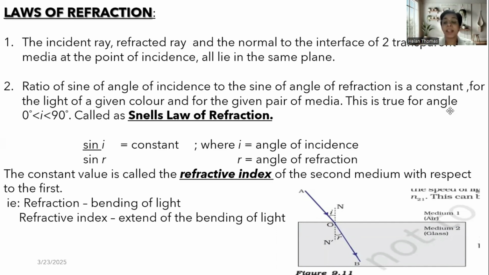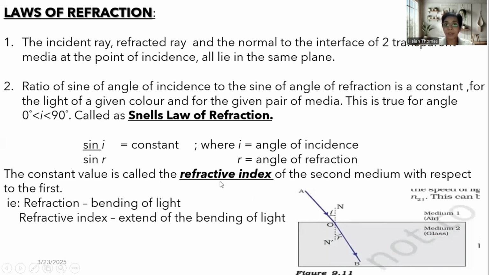of refraction. Earlier, we learned about the laws of reflection. The first law is quite similar to the laws of reflection. The law of refraction says the incident ray, the refracted ray, and the normal to the interface of the two transparent media all lie in the same plane. See here, this is the incident ray and this is the refracted ray. Why refraction? Because it's in the second medium and this is a denser medium, so it's moving closer towards the normal. As it enters the second medium, the speed of light changes, and because there is a change in the direction of propagation of light, we call this refraction.